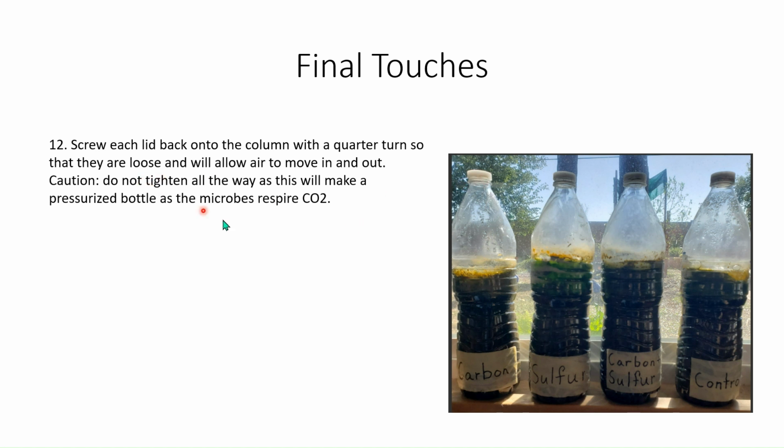So make sure you go ahead and put them on tight and then loosen them so that air can easily move in and out of the bottle. You do not want a pressurized bottle. So I would say the looser, probably the better, just on there enough that you're keeping insects from getting into your columns.